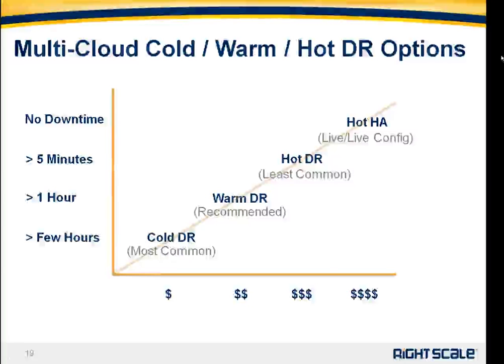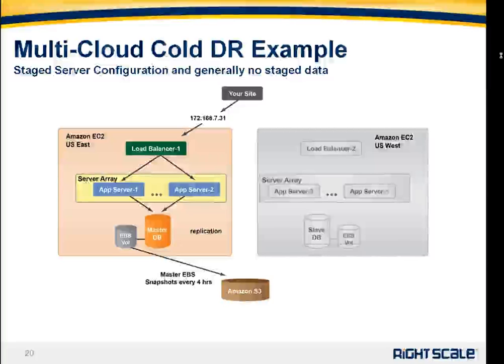Well, the cost versus recovery time trade-off is generally the best. There's also hot DR, which is the least common, and that's the most costly. And then lastly, that is very closely tied to what we're calling here hot HA, for hot high availability. And we'll talk about that in just a minute as well.